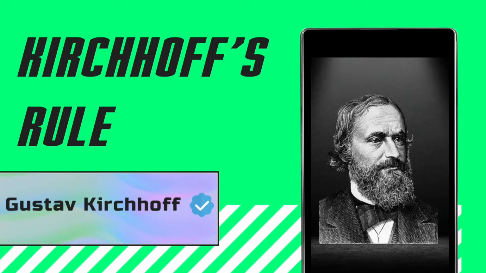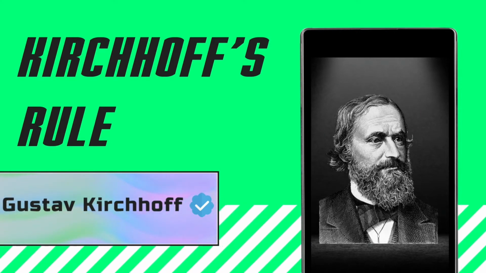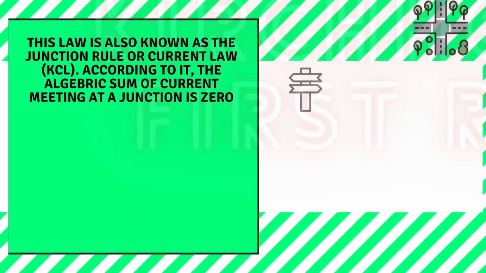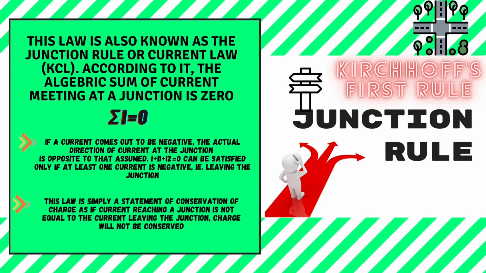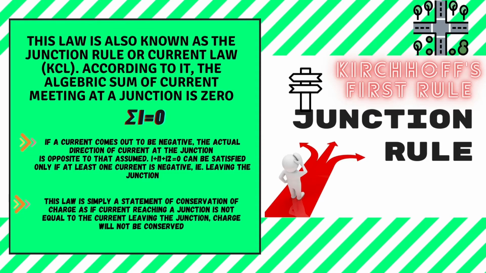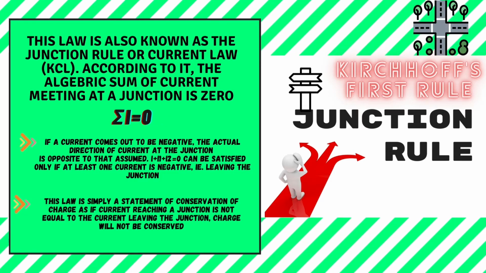Kirchhoff's Rule, discovered by Gustav Kirchhoff in 1845. Kirchhoff's first rule. This law is also known as the junction rule or current law. According to it, the algebraic sum of current meeting at a junction is 0.